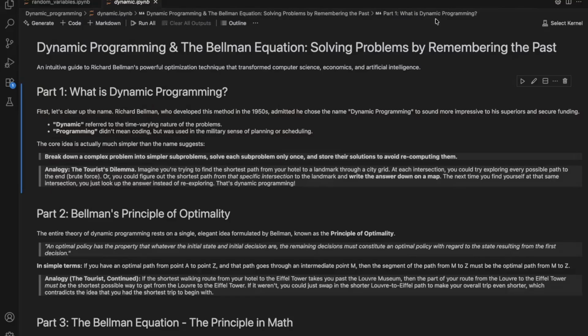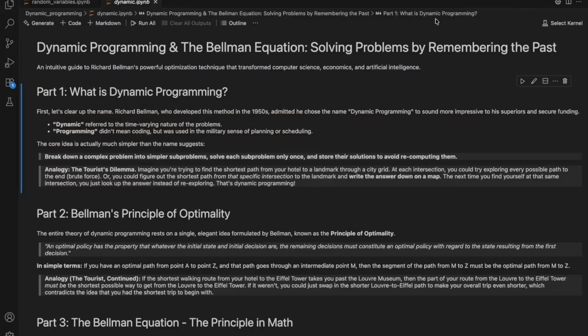Today, we are tackling one of the most powerful and fundamental techniques in computer science and optimization, dynamic programming. It has a notoriously intimidating name, but the core idea is beautifully simple and elegant. We'll explore the theory developed by the brilliant Richard Bellman, understand his principle of optimality, and bring it all to life with a classical Python example.